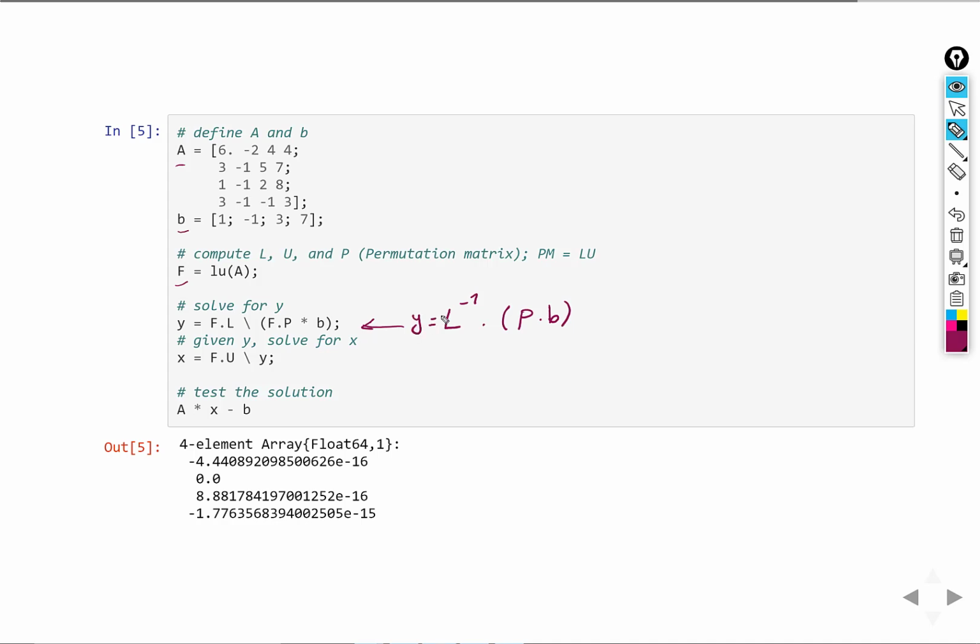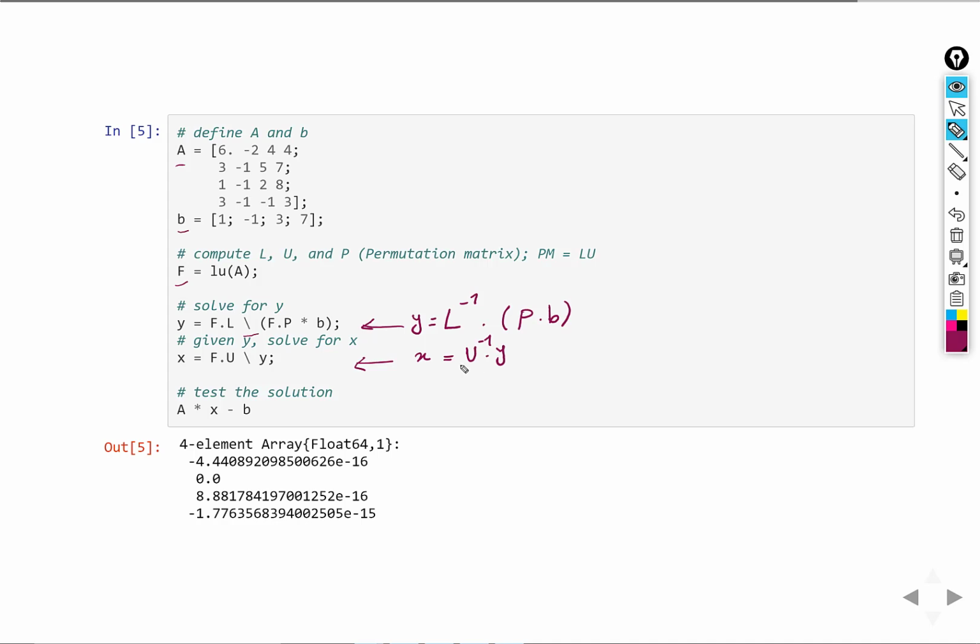However, we do not want to explicitly invert L, and this notation will perform forward substitution for us. It's a smart operator and it will recognize the structure of the problem automatically. Next, given Y, we want to solve for X. Again, we use the backslash operator, and this means X equals U inverse times Y. But again, the backslash operator will not explicitly invert U.